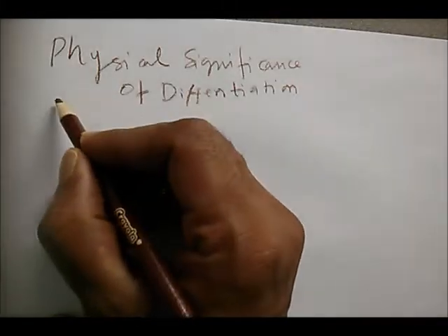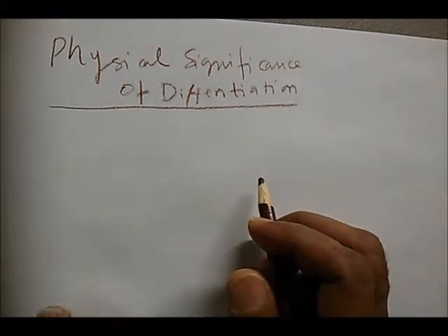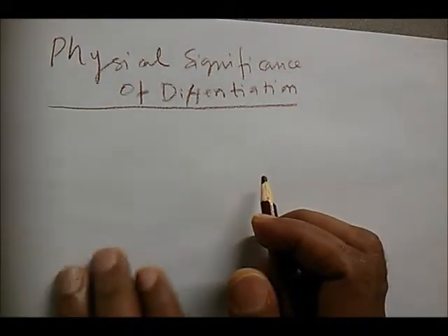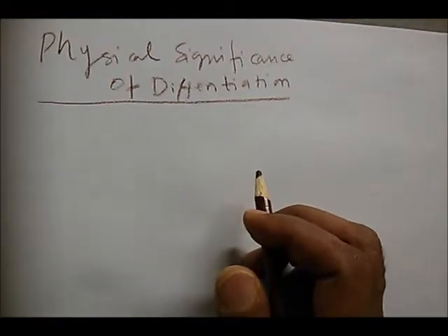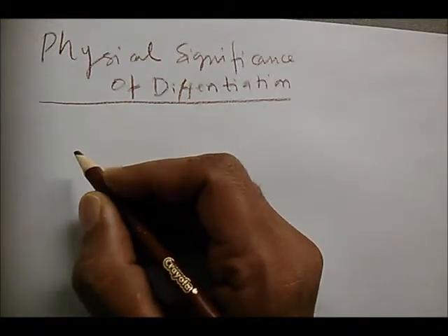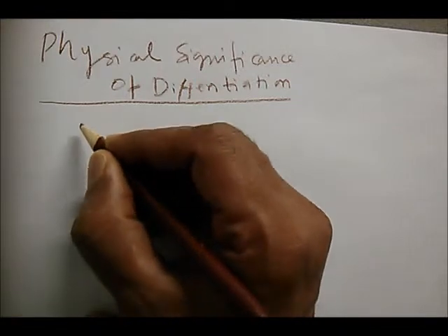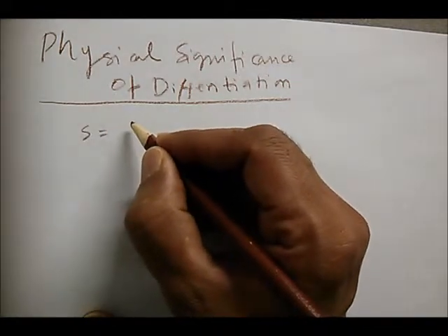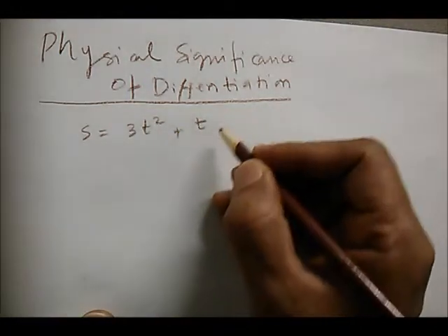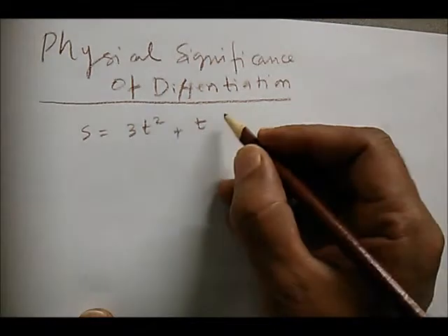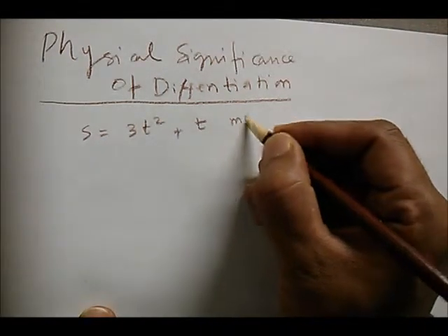We will try to understand the physical significance of differentiation with an example. Let's say we have a bike or a car, and the car is moving linearly, and its distance covered in time t is given by the equation, let's say something like 3t square plus t, where t is the time and s is the distance covered by the car. The distance is measured in meters.